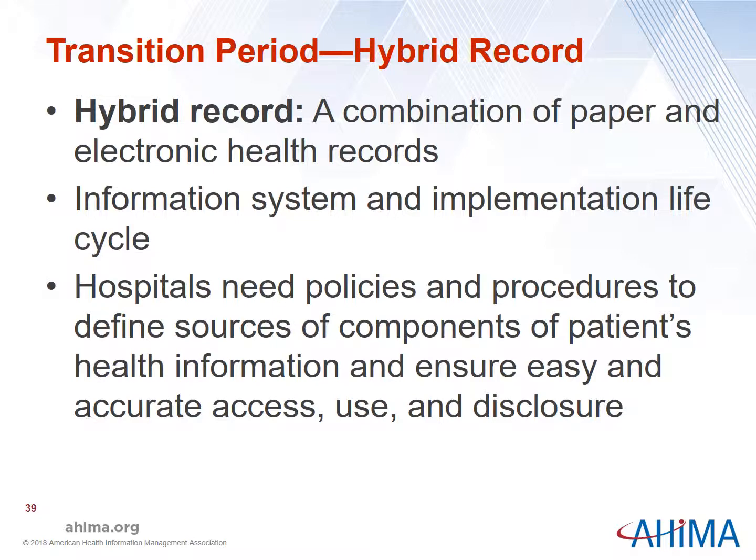During the transition period, which is part of the information system implementation stage of the system's development life cycle, we have hybrid records. A hybrid record is a combination of paper and electronic health records. Hospitals will need policies and procedures to define the sources of the components of the patient's health information and to ensure easy and accurate access, use, and disclosure.